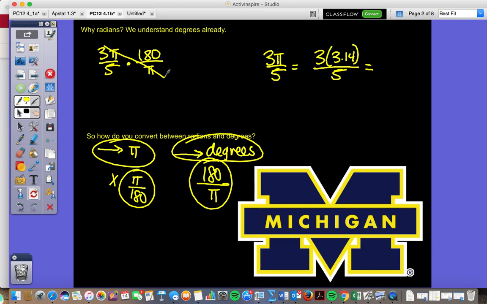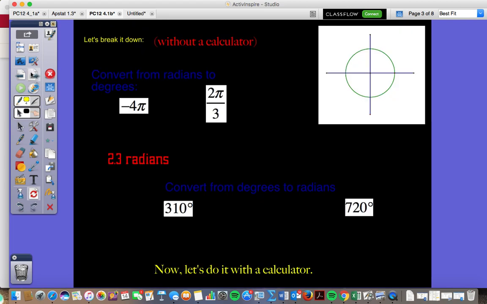Questions? We're good? Okay, I'm going to hit the ground running, and let's see if we can actually do this. Sorry, that's hard to see. My fault there, but we'll keep going. Negative 4 pi, we're going to convert that to degrees. Someone take it over for me.